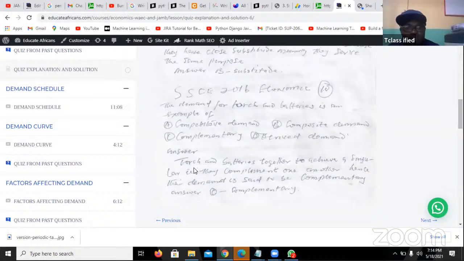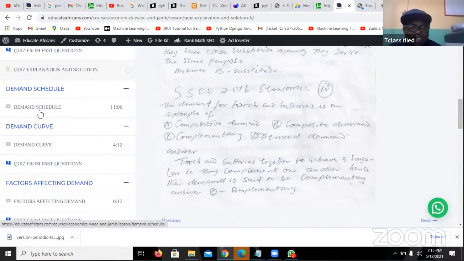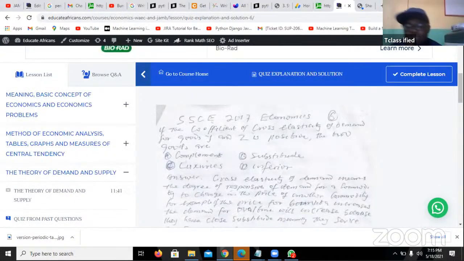And always check this. See, we say here, touch and batteries work together to achieve a singular aim. So they complement each other and they are said to be complementary demand. So you see these explanations. Each topic that you look at, after the lesson you see the quiz and you see the quiz explanation. So by next week, all of them are going to be there. So make sure you're using them.